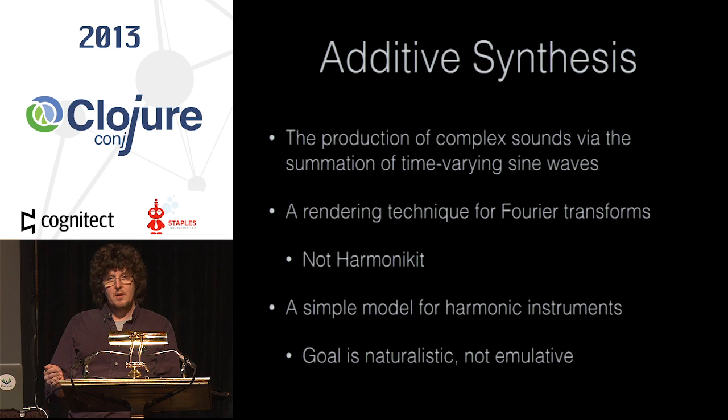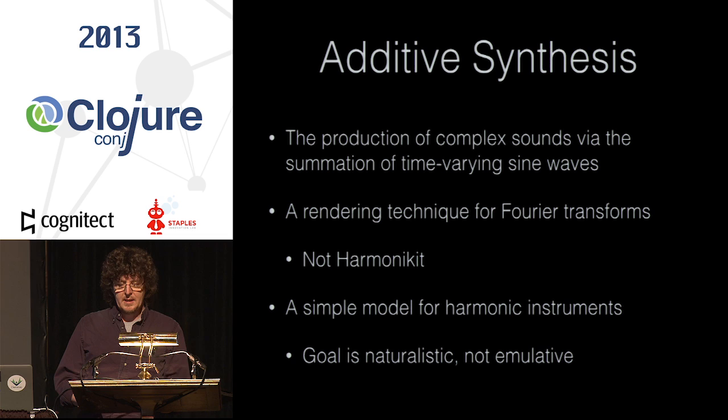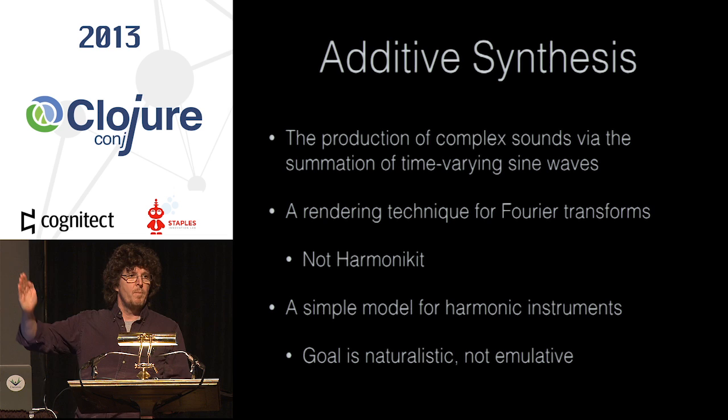Instead, in the history of synthesis, additive synthesis was one of the earliest techniques for doing synthesis via modeling. And it's an interesting model for harmonic instruments. So a harmonic instrument is something like a guitar or a wind instrument or a trumpet or a piano, something that produces tones that generally have a bunch of partials at the harmonic intervals, which would be whole number multiples of the fundamental.